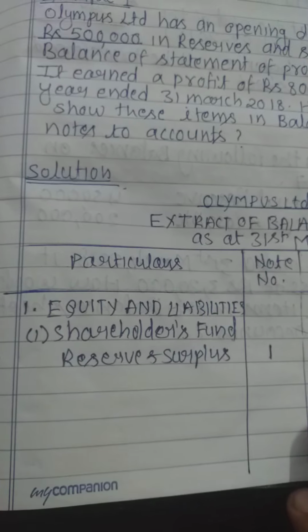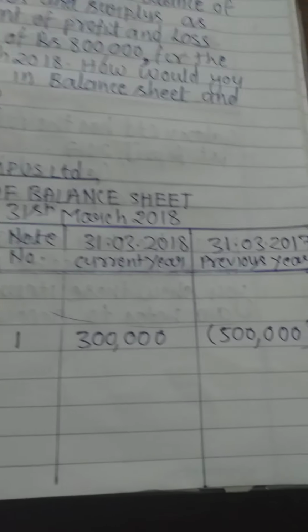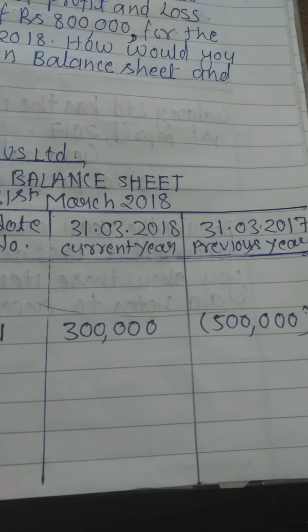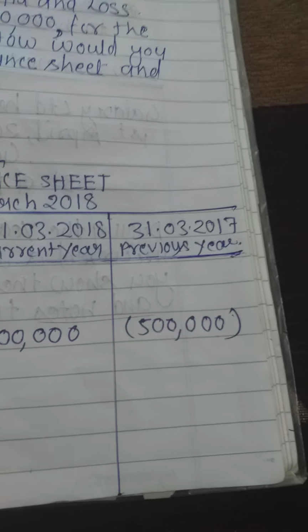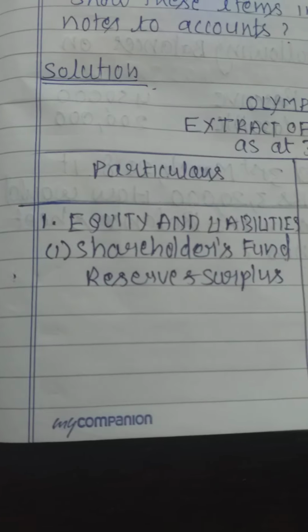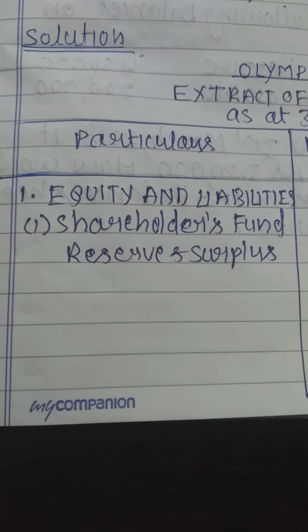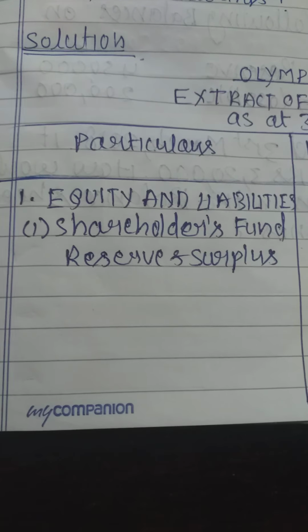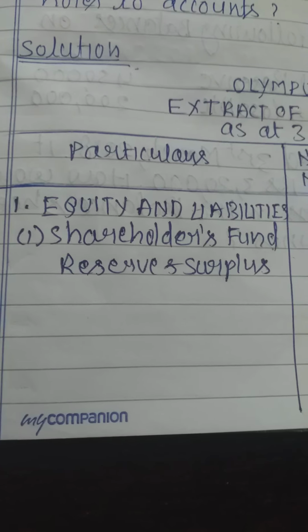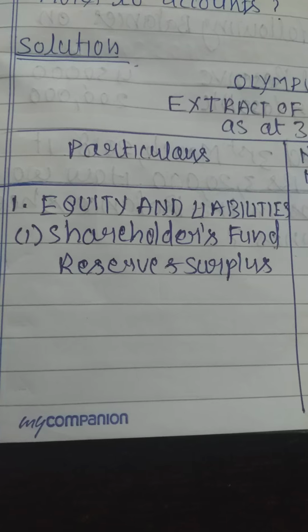Now see the format. The first one, particulars. The second one, note number. Third one, current year date, that is 31st March 2018. And then one block for your previous year date, that is 31st March 2017. Now we have already discussed it. Our first heading is equity and liabilities, and under this you have to write shareholders' funds, and under shareholders' funds you have to write reserves and surplus.